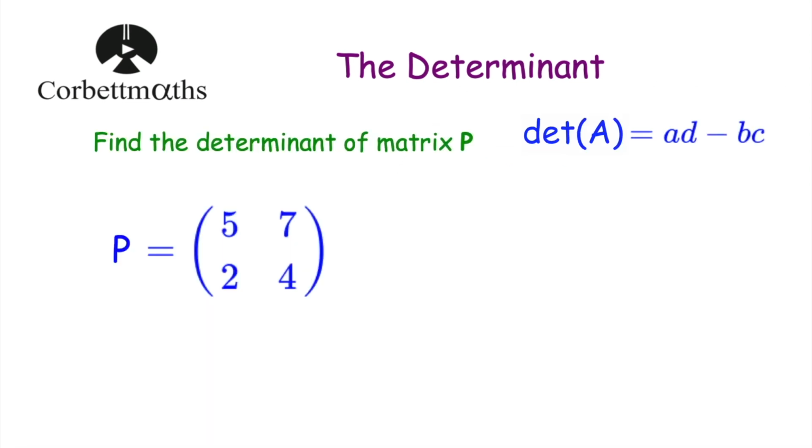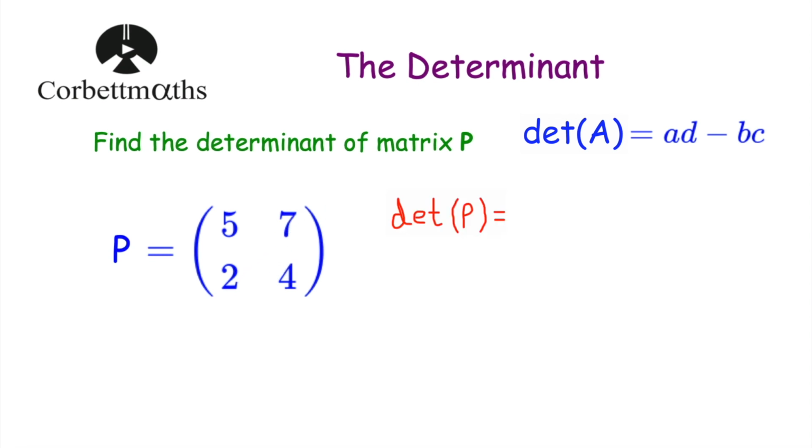Okay, let's have a look at an example. So here we've got a question, and we're told find the determinant of the matrix P. So we've got this matrix P, it's a 2 by 2 matrix, 5, 7, 2, 4, and we've been asked to find the determinant of it. To find it, we're going to do a times d and subtract whatever we get when we do b times c. So let's write that down.